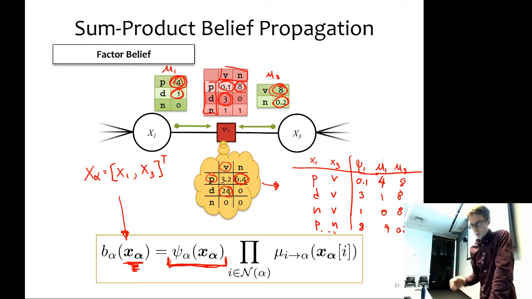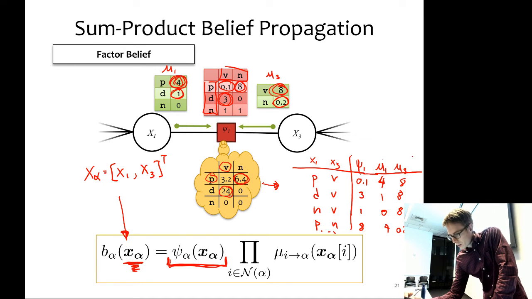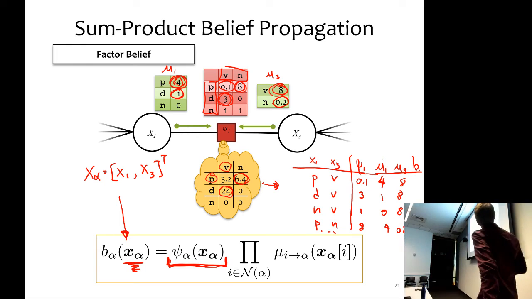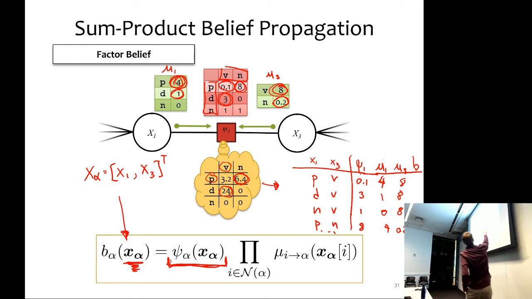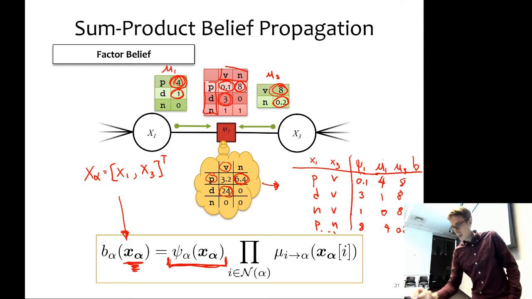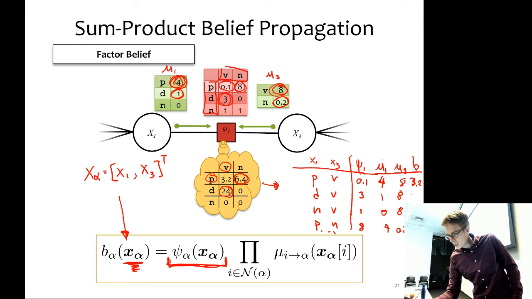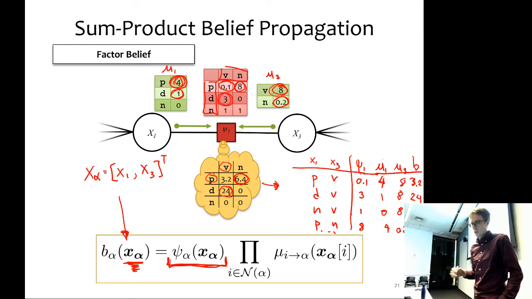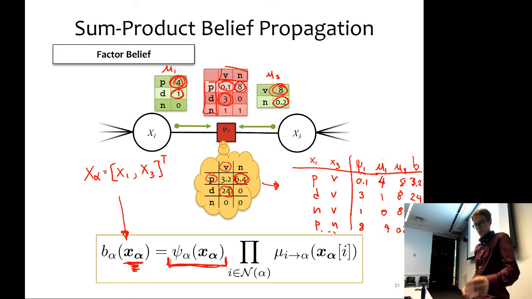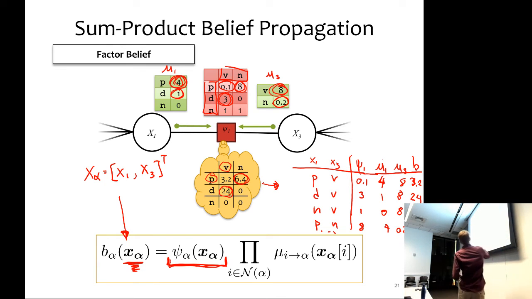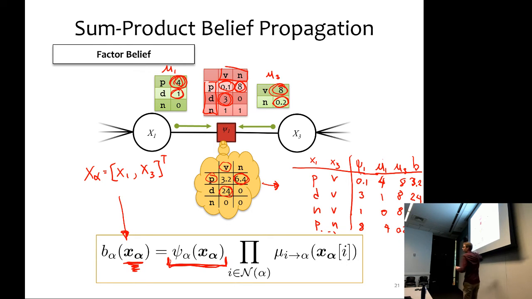Okay. And so if we want to compute the belief B, then we're just going to multiply together those three values, right? So the first, 3.1, 4, and 8 is going to give us 3.2. And then 3 times 1 times 8 is going to give us 24, and so on down the line. So operationally, we're just showing this as the product of the factor and the messages.